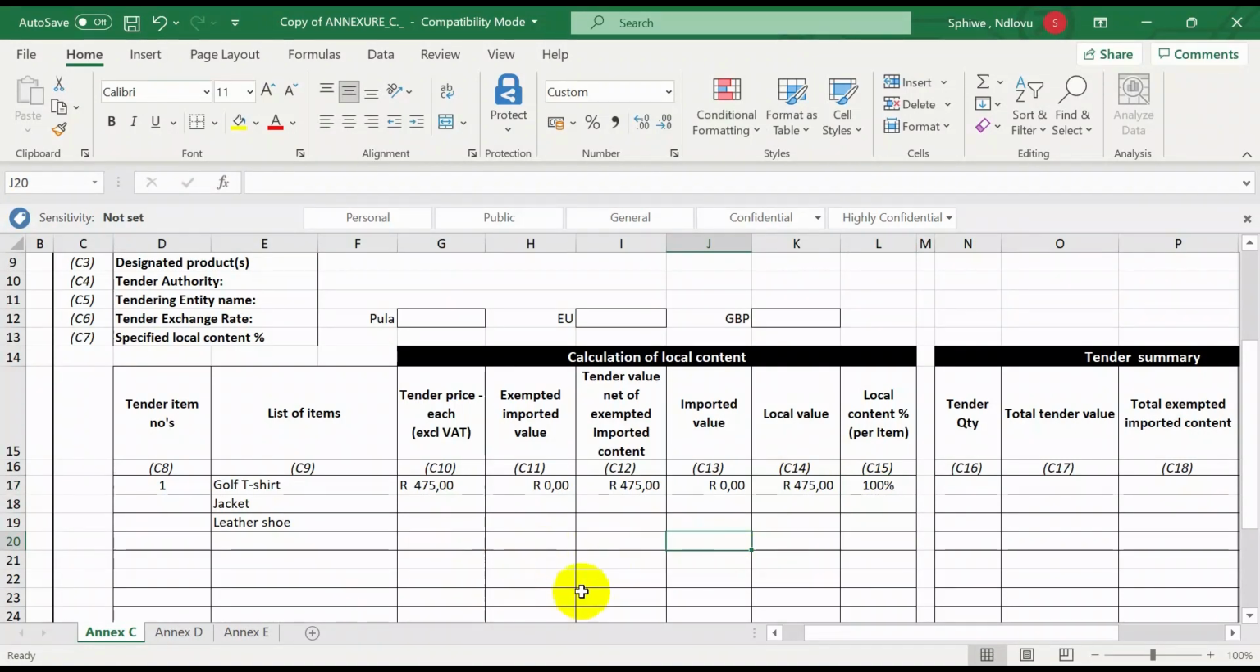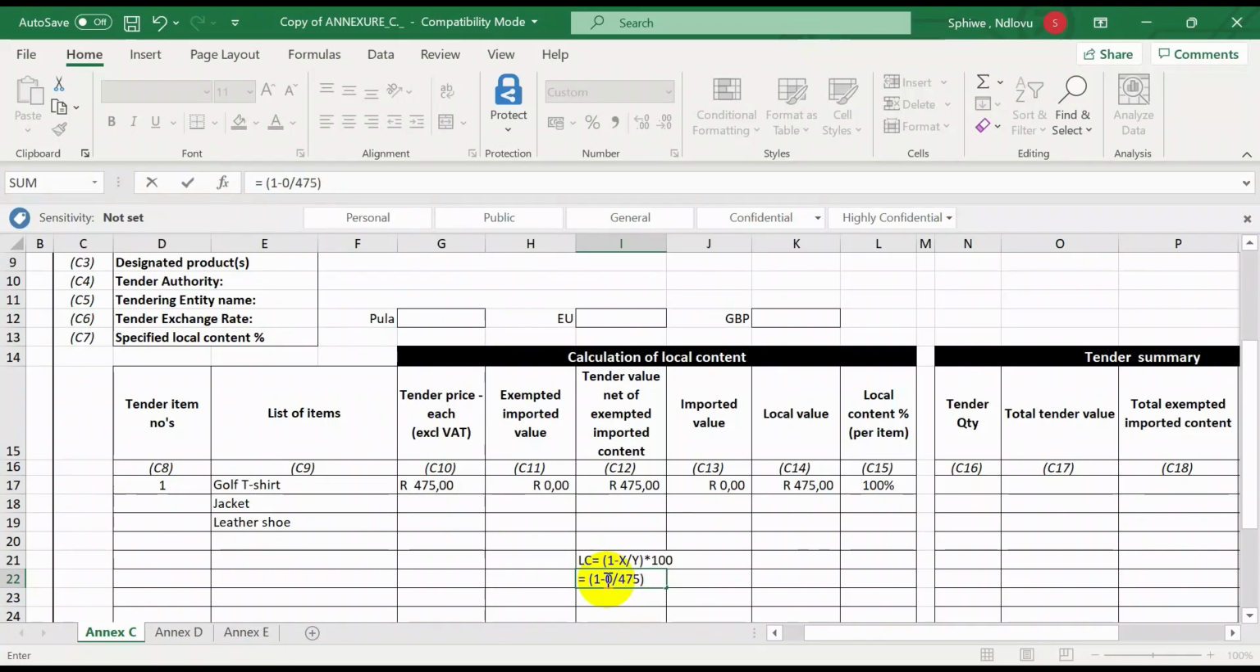Remember that formula we were using, I'm going to write it here. LC equals open bracket 1 minus x over y close bracket, multiply by 100. This is the formula. So x is the imported content. We don't have imports, so it will be 0. It will be 0 over, we said our tender price is $4.75. This is the item. Multiply by 100.